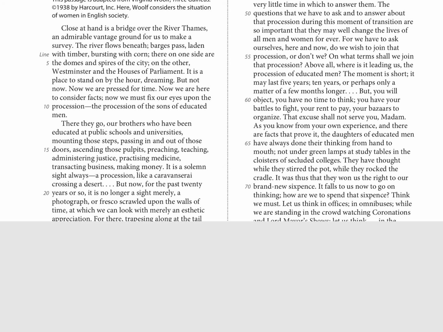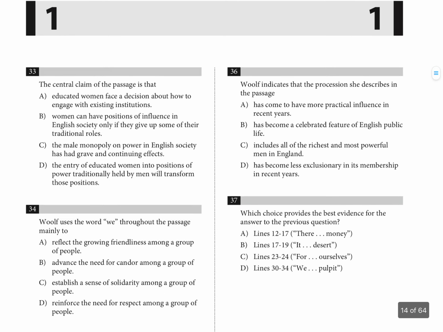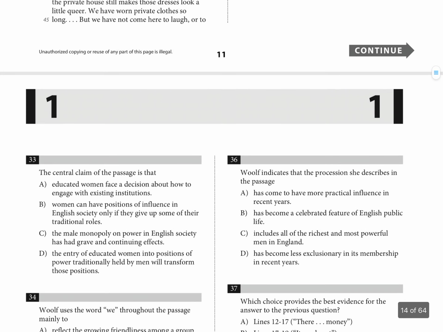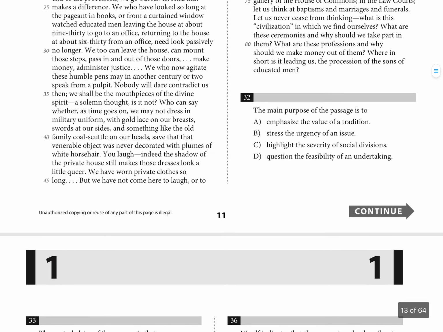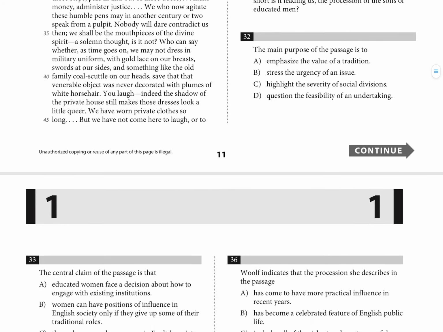This is a reading comprehension passage written by Virginia Woolf, and it has, I think, 10 questions attached, as you can see here, 32 to 41. I tell students to begin by reading the first 3 questions. They don't need to read the answers, just read the questions so that they know what to look for in the passage. So the main purpose of the passage is to, so now they know they need to answer some kind of overall summary question.